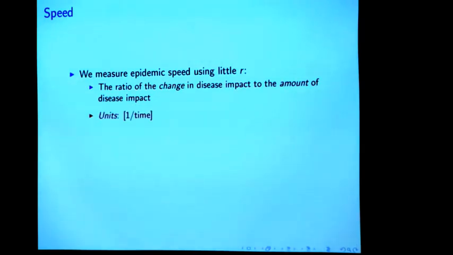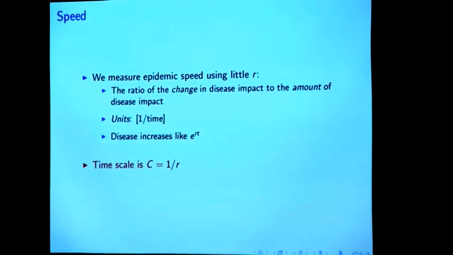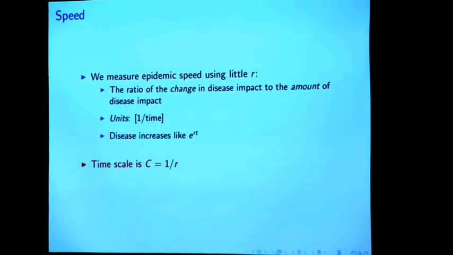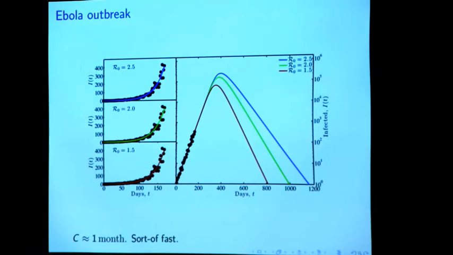It has units of 1 over time. And many of you will not be surprised that the initial rate of spread is exponential. The disease is going to spread exponentially like e to the rt. And you're all mathematicians, so I feel I can do this without fear, unlike in many audiences. I'm also going to refer to the characteristic time scale of spread as capital C, and that's just 1 over little r, and it has units of time.